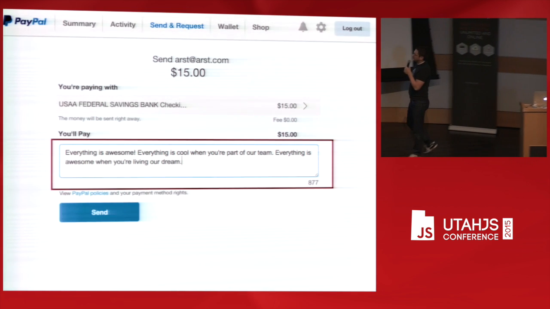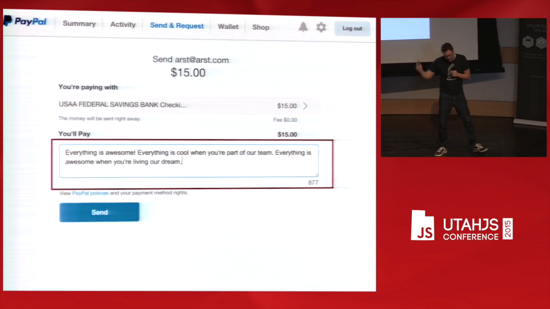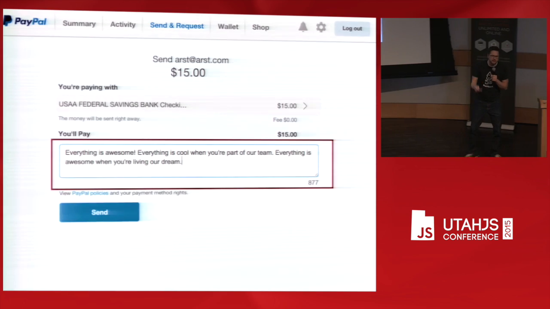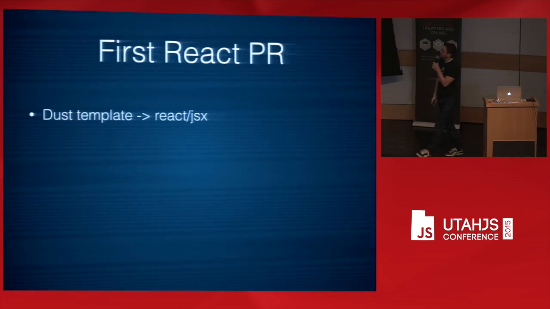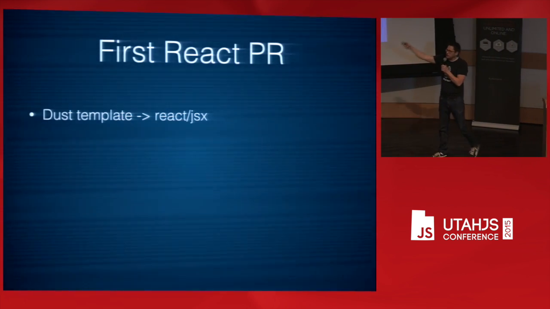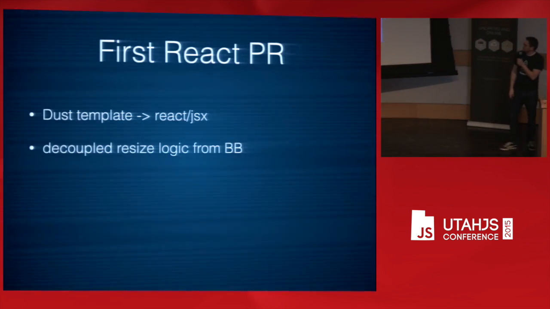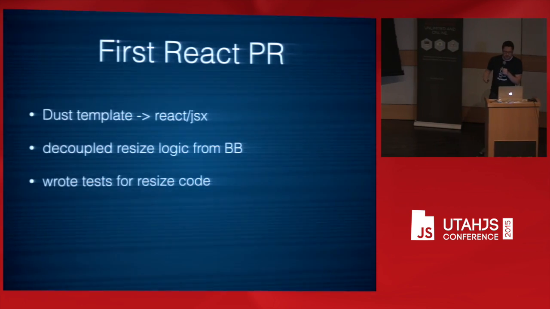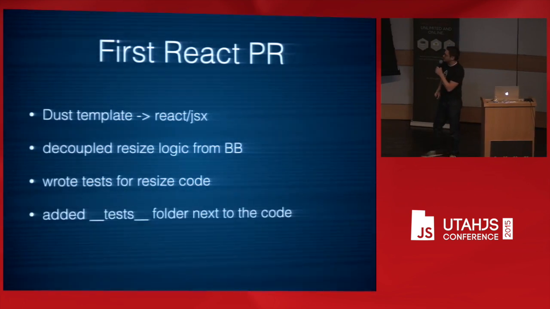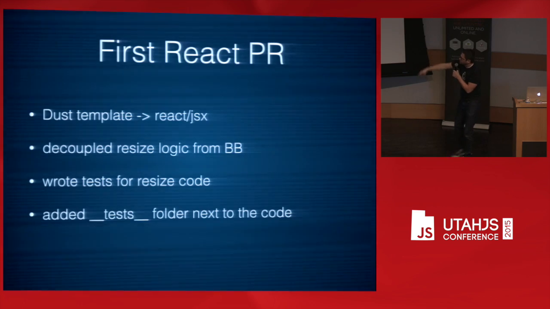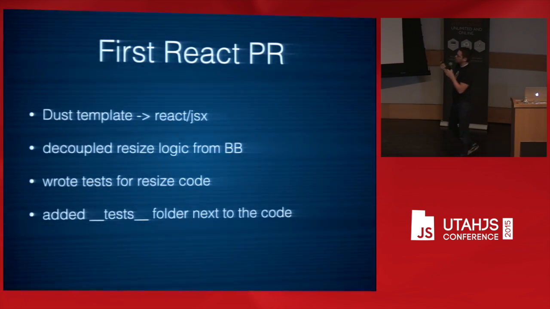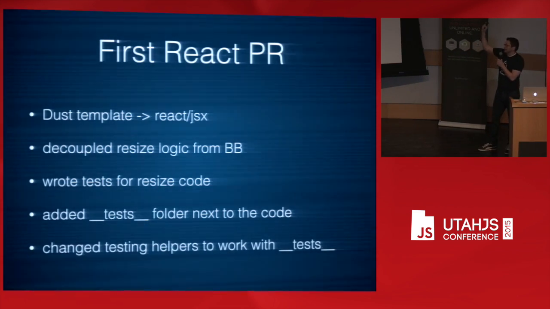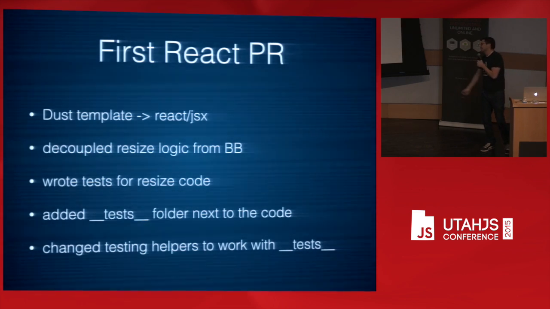My wife went out of town for a weekend, and I said, I'm just going to move this one piece over and issue the PR, and let's see what happens. So in that first PR, I took the Dust template, moved it over to React and JSX. I decoupled the resize logic from Backbone. I wrote tests for the resize code. I added __tests__ folder next to the code because this is something the React core project does, and I was like, this is kind of an interesting pattern. I'd like to try it out. Then I had to change all the testing helpers to work with __tests__.